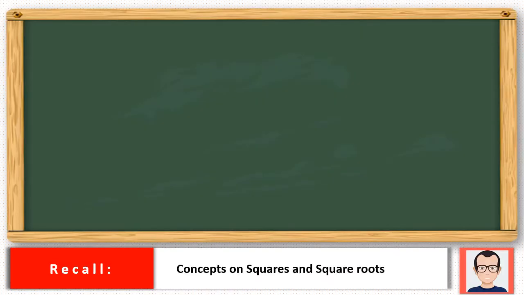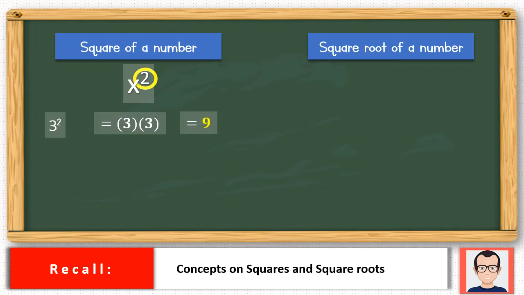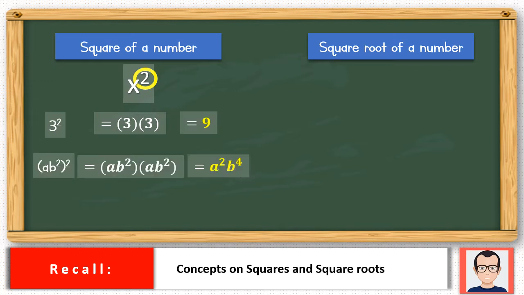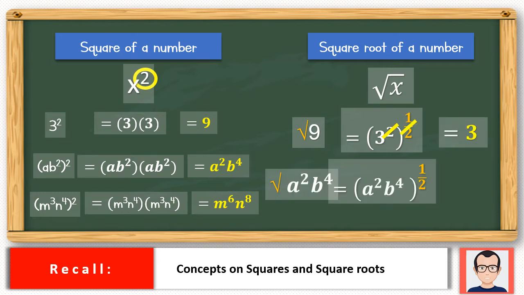For our quick review, let us recall squares and square roots of numbers. To square a term, we simply multiply the numbers by itself and then follow the law of exponents for variables. For the square root, it means the opposite of squaring a number. Here we ask ourselves, what number can multiply by itself to give the number under the radical?